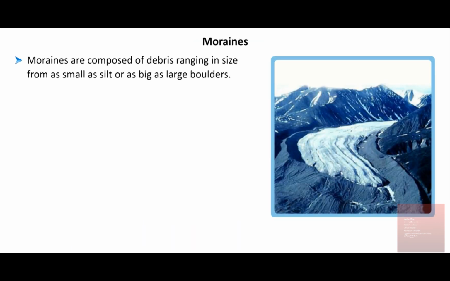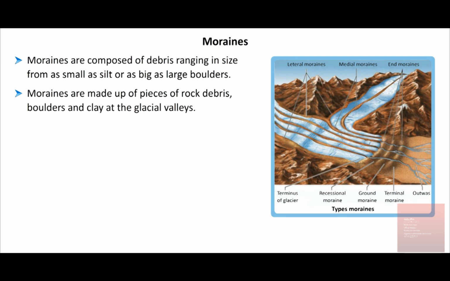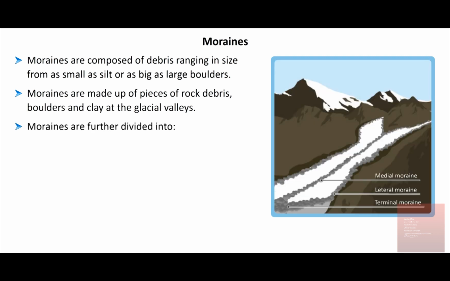Moraines. Moraines are composed of debris ranging in size from as small as silt to as big as large boulders. Moraines are made up of pieces of rock debris, boulders, and clay at the glacial valleys. Moraines are further divided into terminal moraines, lateral moraines, and medial moraines.